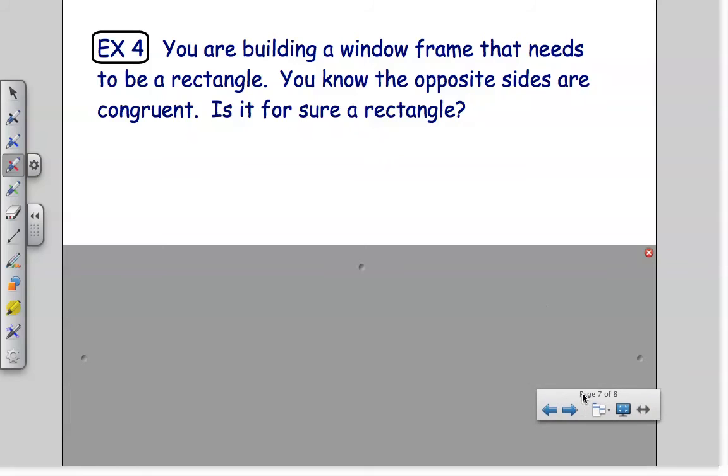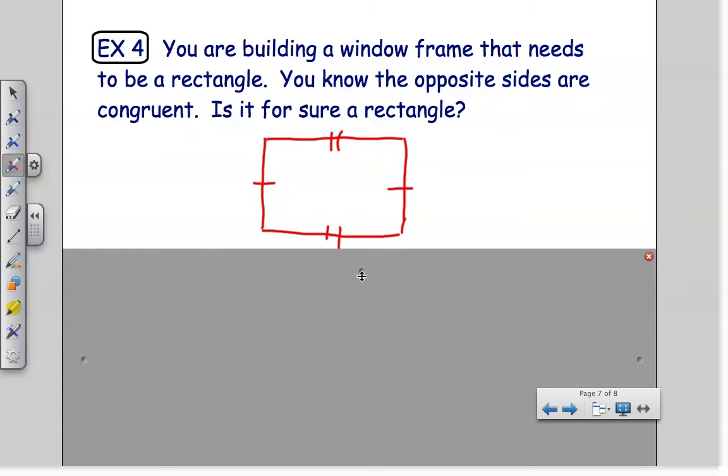And one more example here. You're building a window frame that needs to be a rectangle. You know the opposite sides are congruent. Is it for sure a rectangle? Building this window frame, I want it to be a rectangle. Here's what I know: that the opposite sides are congruent. That's what it said. Is it for sure a rectangle? Does opposite sides congruent mean that it's definitely a rectangle?